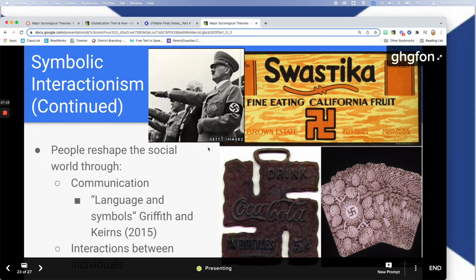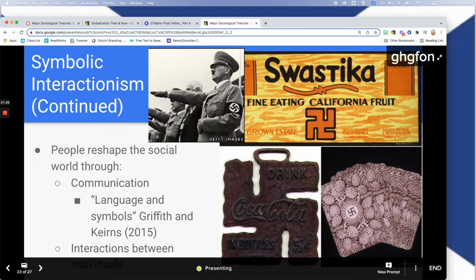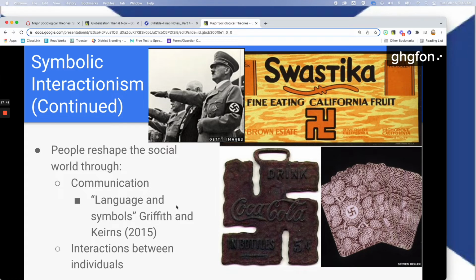Probably also not going to be used to advertise fine-eating California fruit either. What is that? That one, the bottom one? No, that's Coca-Cola. That's old. I don't know if that's supposed to be a bottle opener. Probably looks like a bottle opener. Because through language and symbols, through interactions, we have changed the meaning of the swastika to what we associate with Hitler and the Nazis.